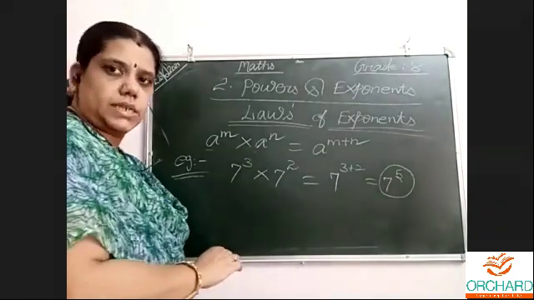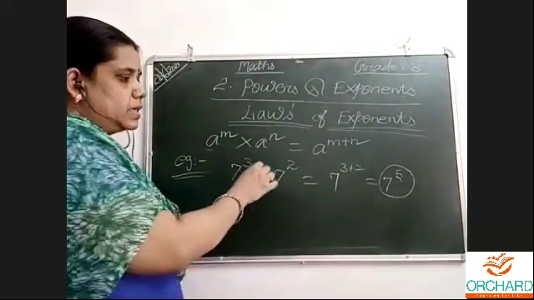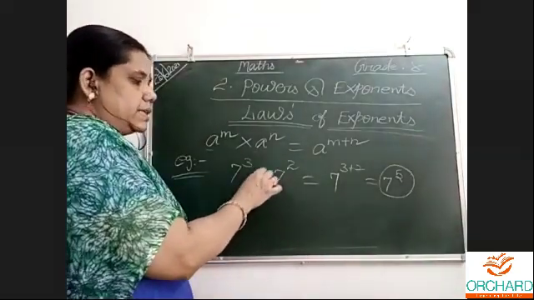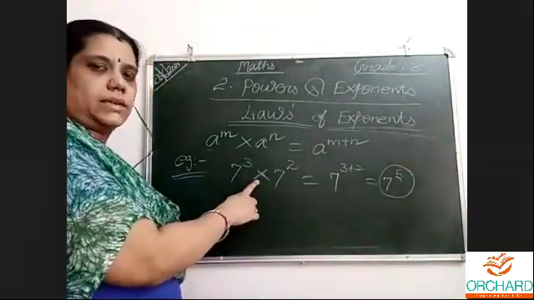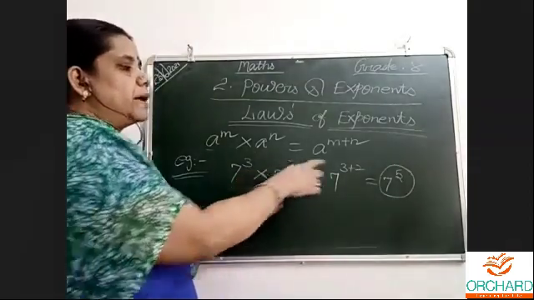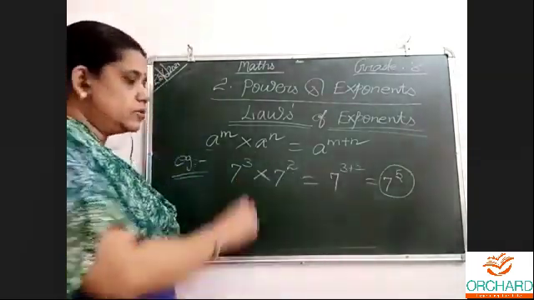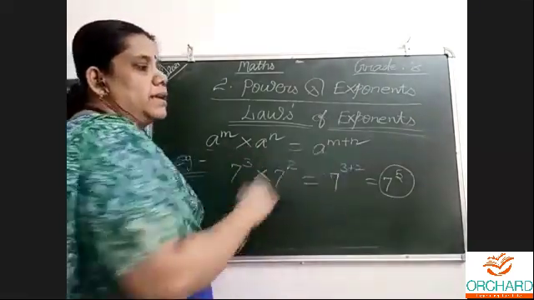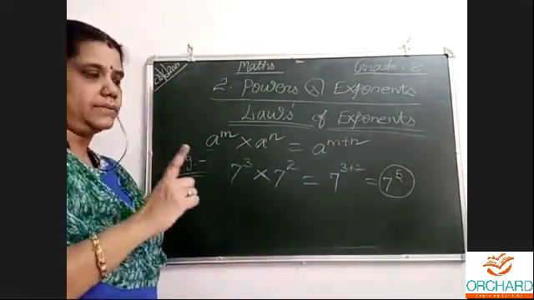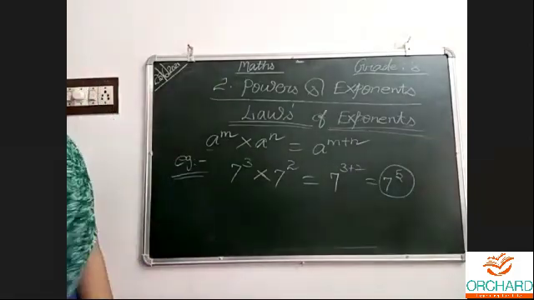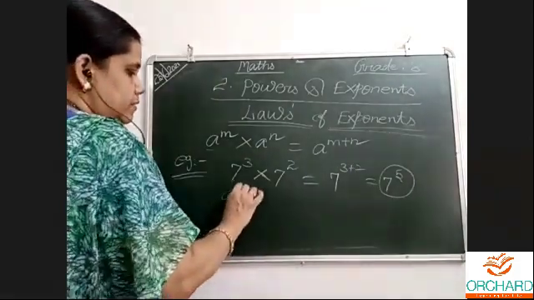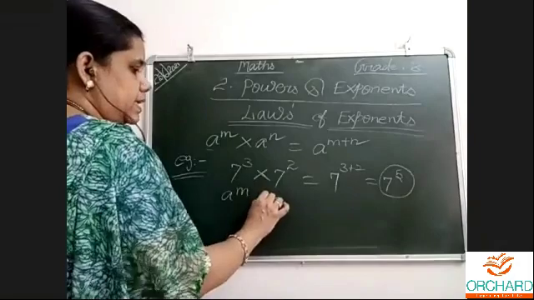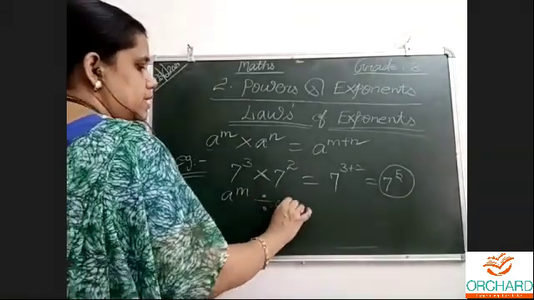Yes, ma'am. Yes, correct. So if the multiplication symbol is there, this is what he is asking. Multiplication is there, powers need to be added. Don't add this. Base will be same, powers must be added. That is the first law. Second law says what he just now told. Division symbol is there means minus, or ma'am he asked. Yes.